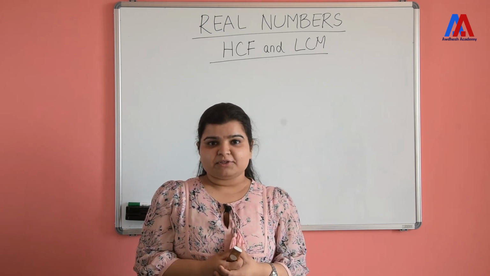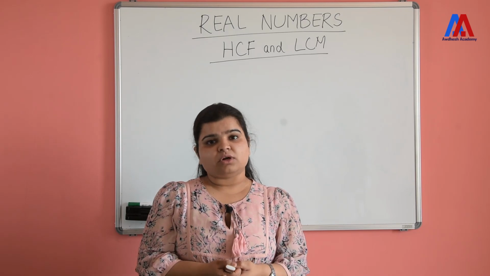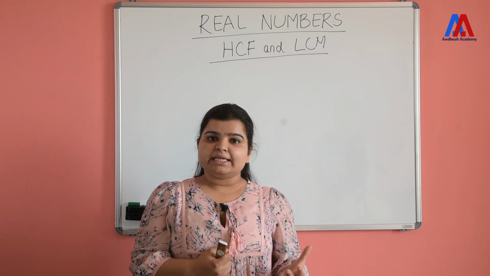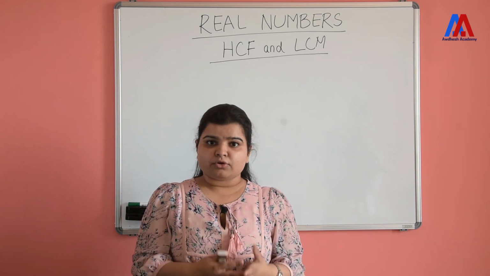The next concept is composite numbers. A number which has more than 2 factors is called a composite number. Again, except the number 1, because 1 is neither prime nor composite.